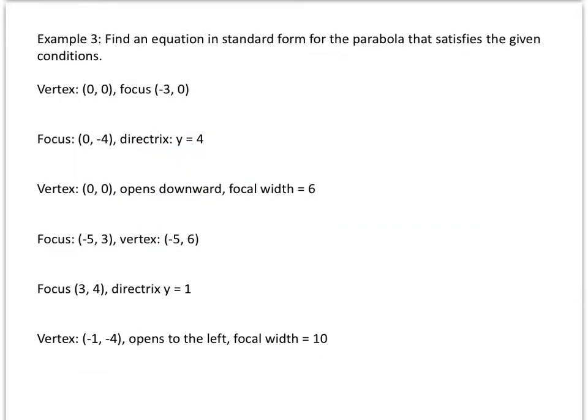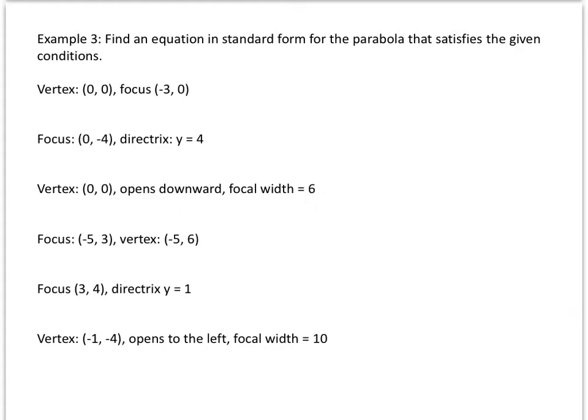So the other main thing they're going to have us do in this section is find an equation in standard form for the parabola that satisfies the given conditions. And so there's a lot of different things they could give us, and we'll basically want to be looking back at those charts to help us. But what we really care about is that we know what the vertex is and that we know what p is, and that's going to help us figure out the equation for a parabola.